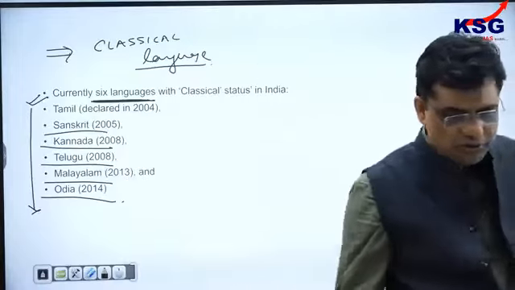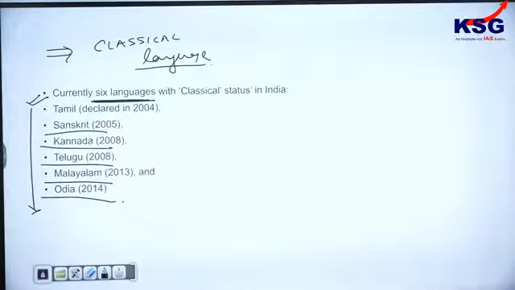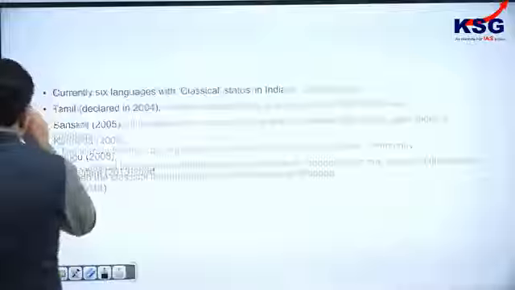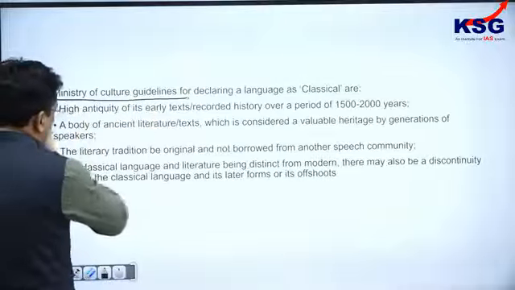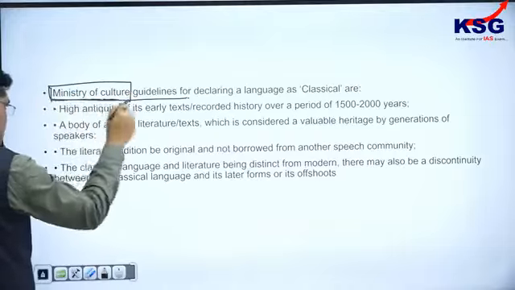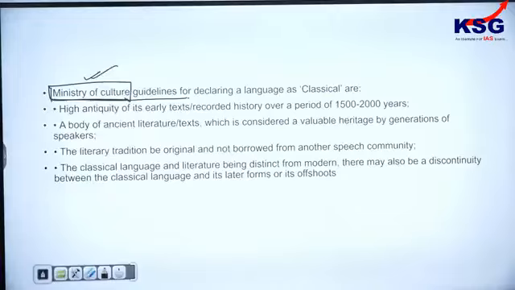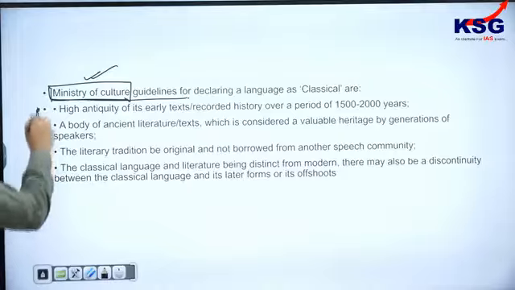The language should be at least 1500 to 2000 years old, and there should be original literature from which this language was derived, not copied or borrowed. The Ministry of Culture gives the status of classical language. These are the four guidelines, the bullet points, which describe a language as a classical language.